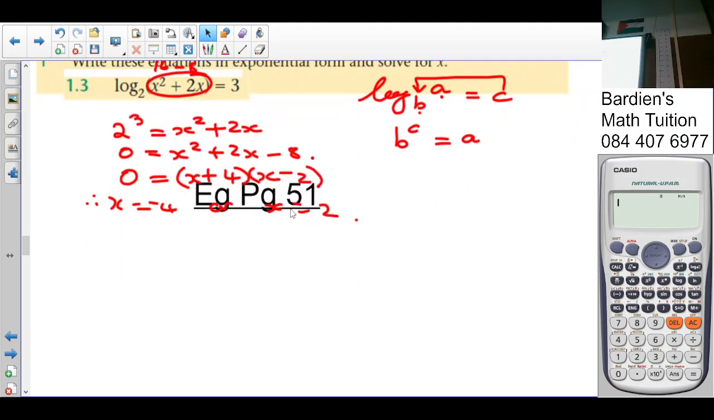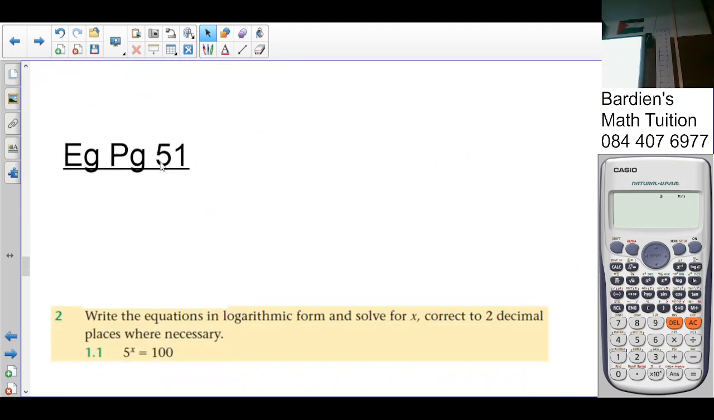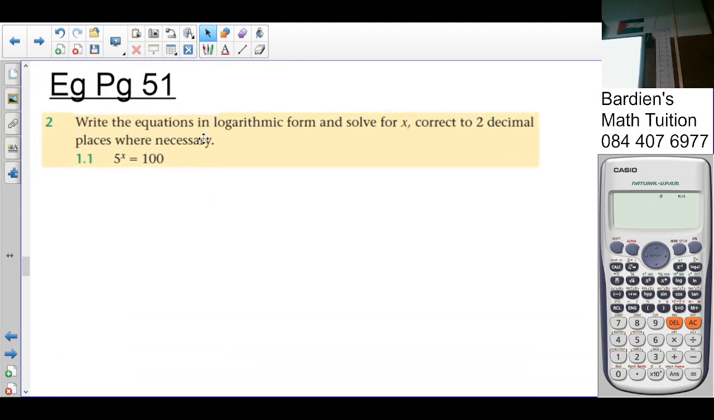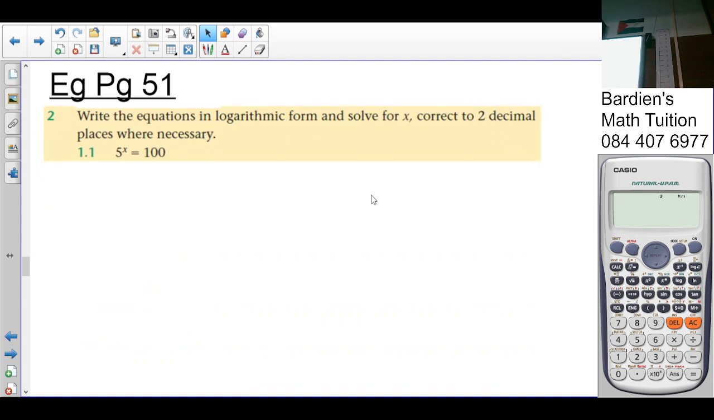Let's go to the next part of the example in number 2. In number 2, we are told to write the equations in log form and solve for x, correct to two decimal places when necessary.